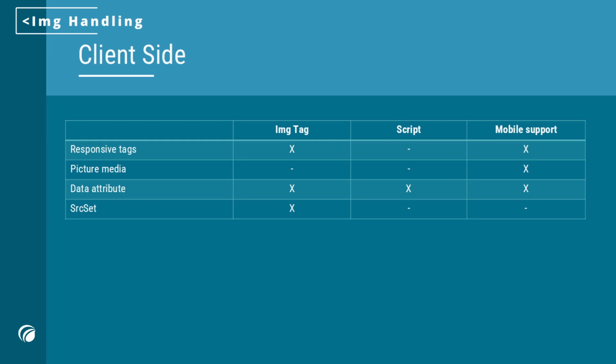And finally, we looked at the srcset attribute. It does use the image tag. It doesn't require scripting, but it doesn't work on mobile devices. So in the client-only side solutions, for me, the picture media version works best.